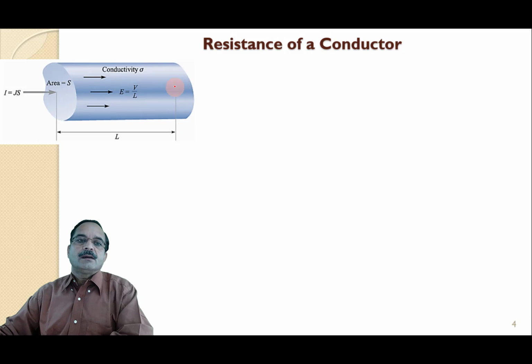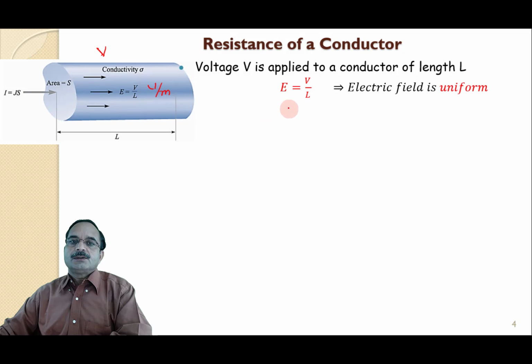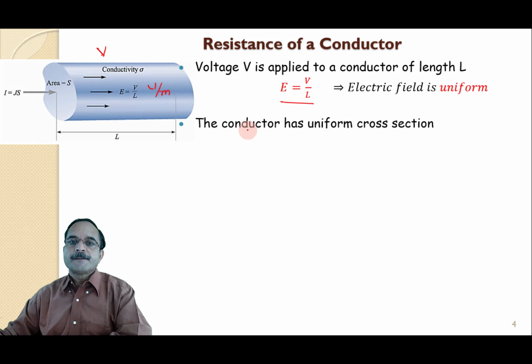Now let us assume a conductor of length L across which some voltage V is applied. So we can say that the electric field inside the conductor is the applied voltage divided by the length of the conductor, that is V by L. So this is the electric field here in volts per meter, and this electric field is uniform throughout this conductor. So E is equal to V by L. The cross-section area of this conductor is S.